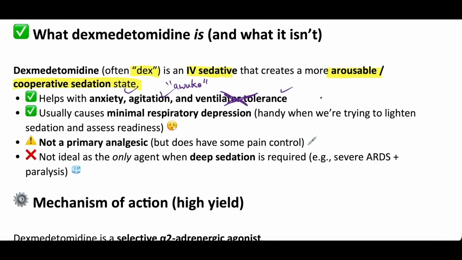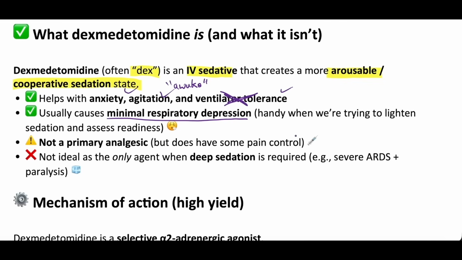And one of the really nice things about dexmedetomidine is it causes minimal respiratory depression. So when we're trying to lighten sedation, or assess readiness, or we have to keep someone on some low dose sedation even when we want to extubate them, you can extubate patients on dexmedetomidine who meet criteria because it has very minimal respiratory depression. That's in comparison to something like propofol or midazolam, which have lots of respiratory depression. Although I can't speak for everybody, it would be atypical and very high risk to extubate anybody on a propofol infusion.